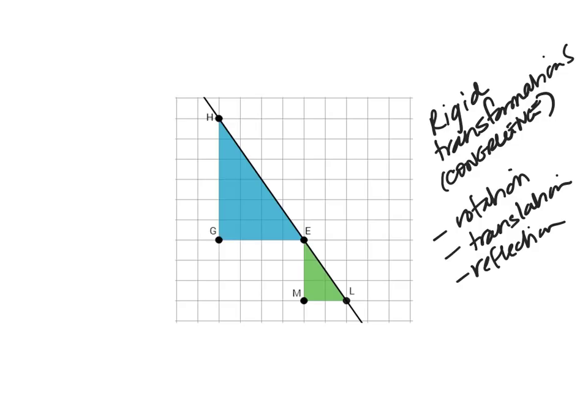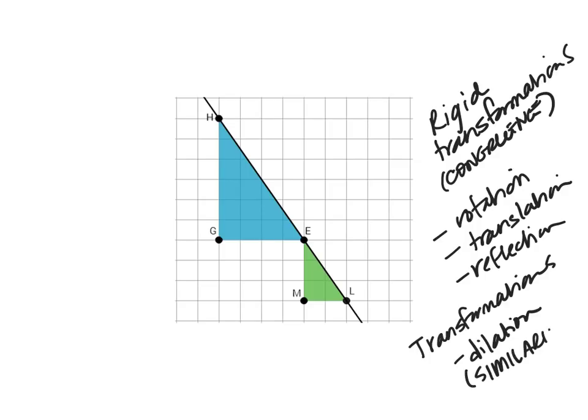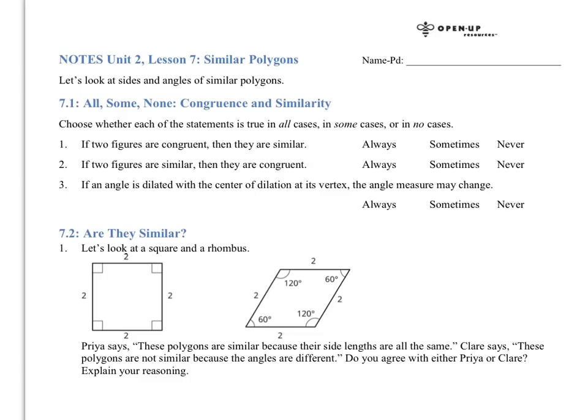But now we broaden that scope. We can reference not only these three transformations, but we can also include dilation, which goes beyond keeping the shape rigid and the size the same, and changes the size proportionally as well. With this other transformation of dilation, we establish similarity. So with this brief recap of Lesson 6, let's take a look at the Lesson 7 notes.